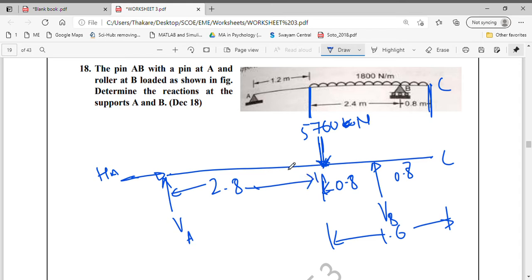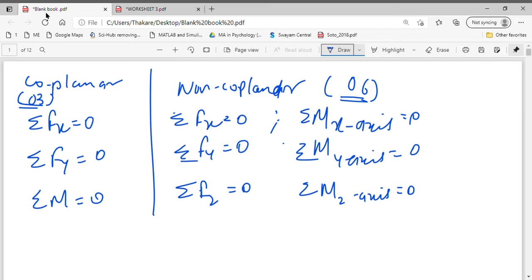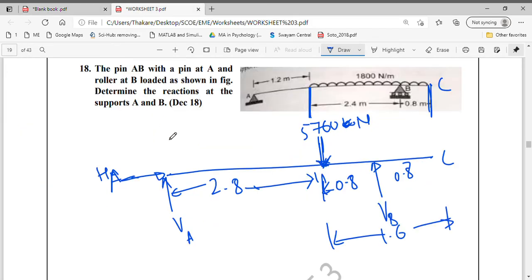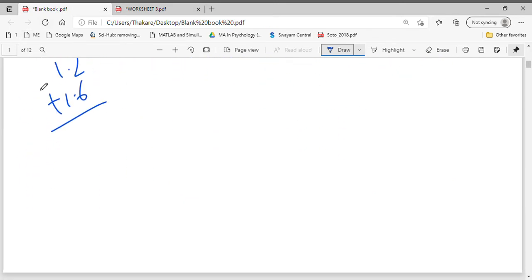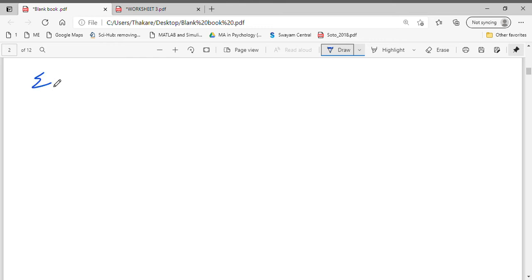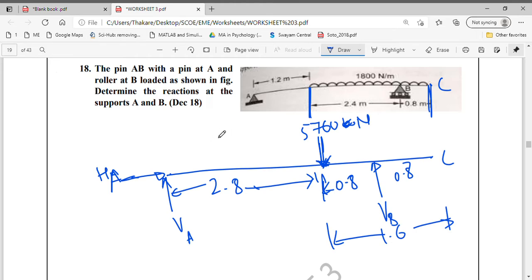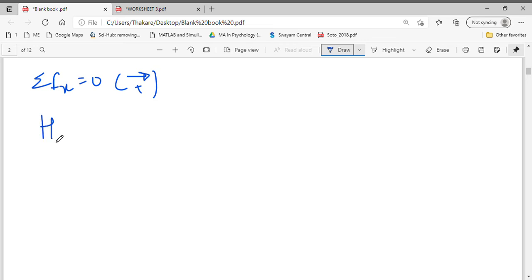Okay. Now we have to determine the reactions developed at the supports. There are no horizontal forces. What are the conditions of equilibrium available? It is a coplanar force system, so we have three conditions of equilibrium: summation Fx equals 0, summation Fy equals 0, and summation of moment equals 0. Now if I take summation Fx equals 0, considering forces acting towards the right as positive, there is only one horizontal force, which is HA. So from this you will get HA equals 0.